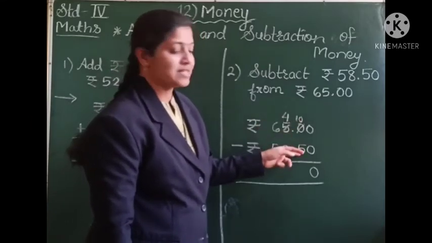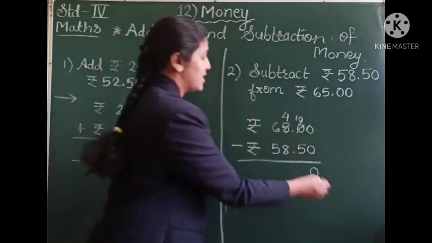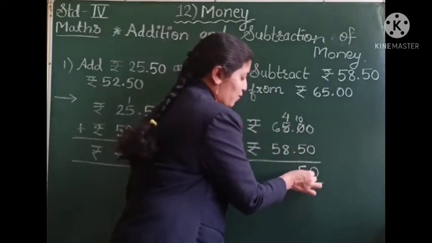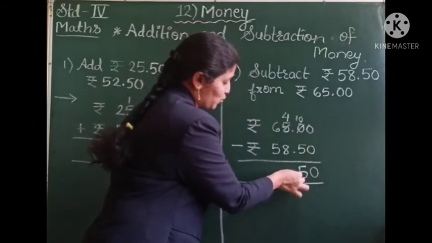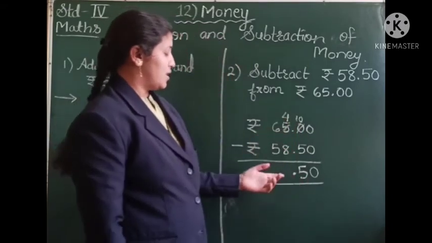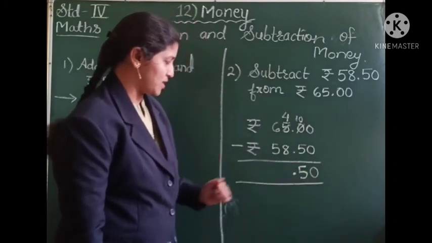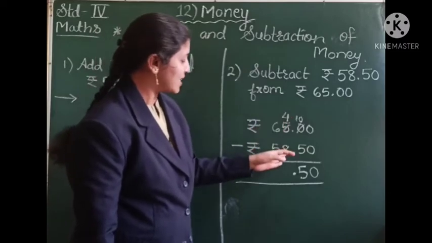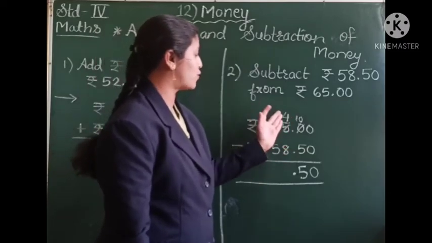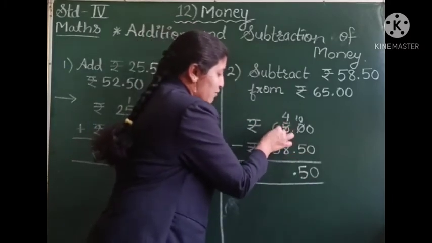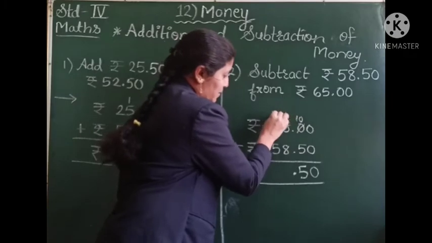From this 10 we will subtract 5. So when you subtract 5 from 10, the answer is 5, right? Here we will write the decimal point to show the change. Here we have the paise and here we have the rupees. So we cannot subtract this 8 from 4, right? So what we will do, we have to borrow 1 from this 6. From this 6 we will borrow 1 over here, and here the remainder will be 5.